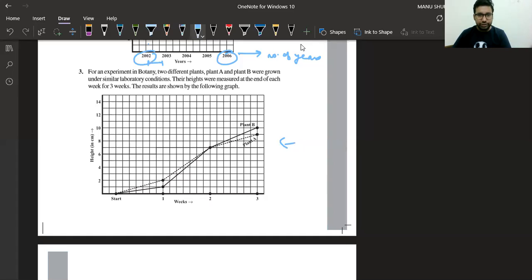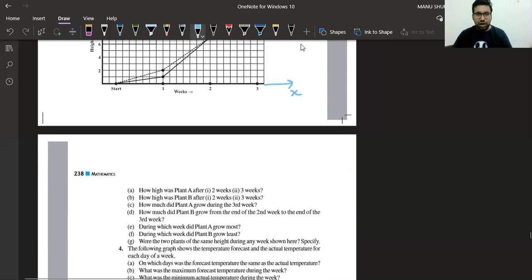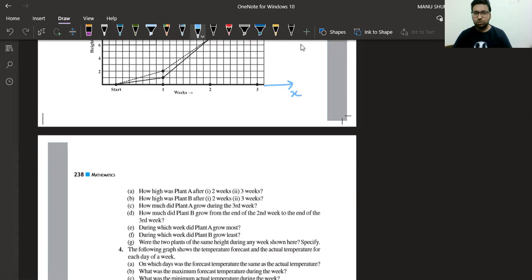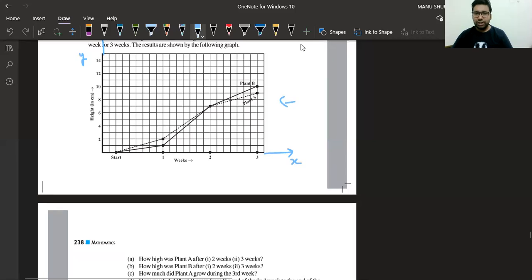The x-axis has weeks and the y-axis has height. On the x-axis, 1 unit equals 1 week, and on the y-axis, 1 unit equals 2 centimeters. Now the question is asking: how high was plant A after 2 weeks and 3 weeks? Very easy. After 2 weeks, we have to see this point. So we can say it is 7 centimeters high.